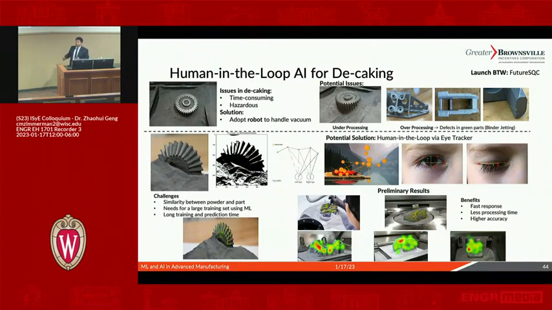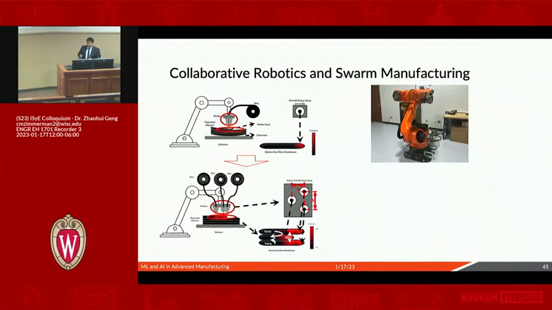So the way we tackle this issue is by incorporating eye tracking data, letting the operator look at this image for a few minutes to identify the patterns, according to the operator, that we want to observe. Here we incorporate some of the eye tracking data so we can treat this data as prior information for segmentation purposes, right? Lastly, we have collaborative robotics and swarm manufacturing that we're setting up right now.